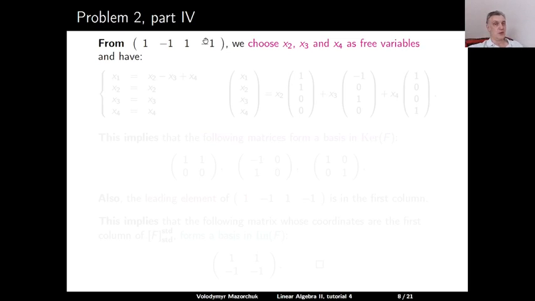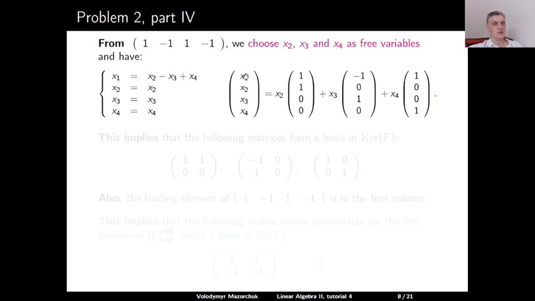And from our one row, we can express that x1 is equal to x2 minus x3 plus x4. And for x2, we have the trivial equation x2 is equal to x2. For x3, we have the trivial equation x3 is equal to x3. And for x4, we have the trivial equation x4 is equal to x4.